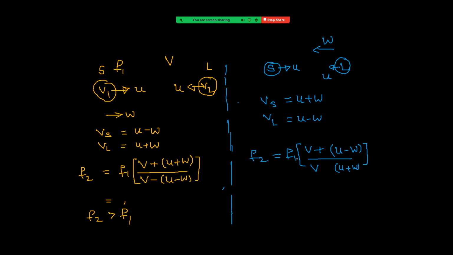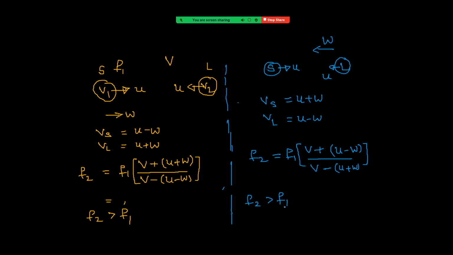Because the source is moving towards the listener, it should be minus. Okay, right. Now you can see V plus U minus W, but this is V minus of U plus W, right? That means once again the denominator is now less than the numerator, therefore this value is greater than 1, which means again F2 is greater than F1.